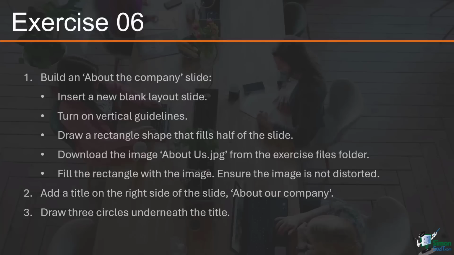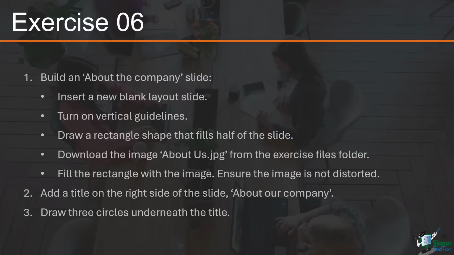And I'd like you to turn on vertical guidelines. This is going to be really helpful to you when it comes to the next step, because I'd like you to draw a rectangle shape that fills half of the slide and use that vertical guideline so you know that that rectangle is exactly covering half of the slide. I'd then like you to download the image labeled aboutus.jpg from the exercise files folder. And I'd like you to fill the rectangle with the image.